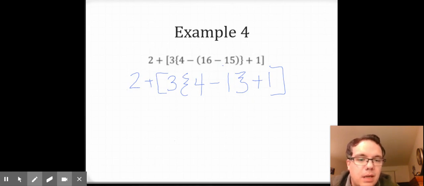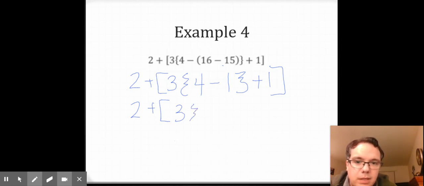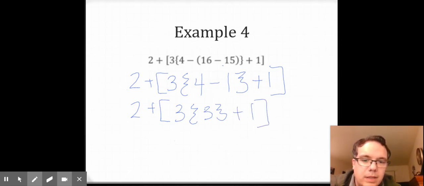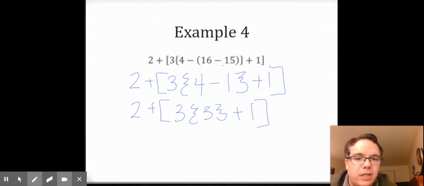All right. So I did the parentheses. My next biggest grouping symbol is the brace. So I'm going to keep my 2 out front. Still write my bracket 3. And inside my brace I have 4 minus 1. So 4 minus 1 is 3. I only rewrote the braces to show multiplication. You could have changed that to a multiplication dot if you wanted to.